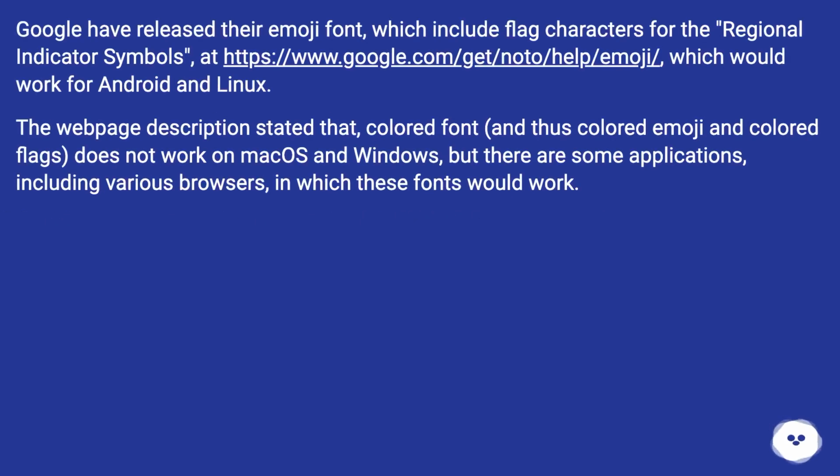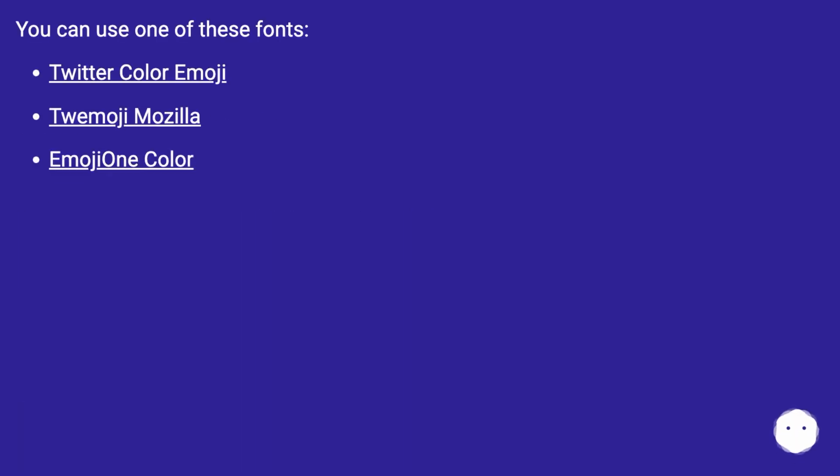Google have released their emoji font, which includes flag characters for the regional indicator symbols, at this URL, which would work for Android and Linux. The webpage description stated that colored fonts, and thus colored emoji and colored flags, do not work on macOS and Windows, but there are some applications, including various browsers, in which these fonts would work. You can use one of these fonts, Twitter Color Emoji, to emoji Mozilla, Emoji on Color.